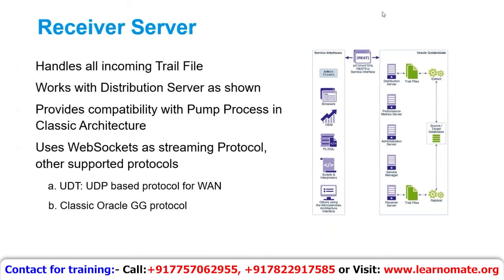Receiver server works in conjunction with distribution server. It handles all incoming trail files, works with distribution server as shown, and provides compatibility with the pump process in classic architecture. Now another thing is, is it possible that your source is on classic and target is microservices, or source is microservices and target is classic? Absolutely, you can work in that. So receiver server provides compatibility with the pump process in classic architecture.